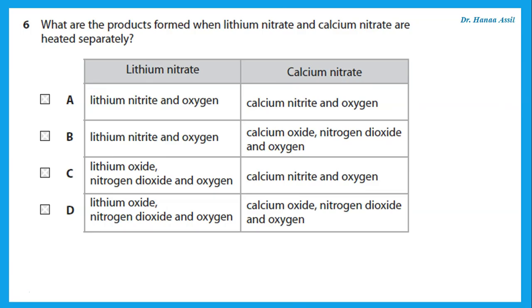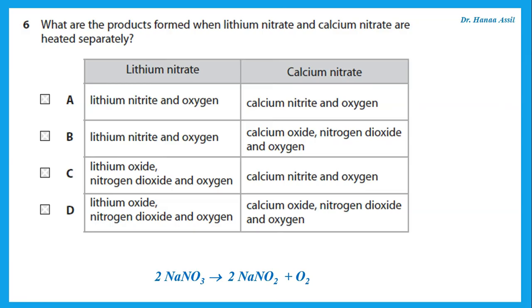What are the products formed when lithium nitrate and calcium nitrate are heated separately? So we're heating lithium nitrate and calcium nitrate. I'm going to remind you that nitrates of group 1, like sodium nitrate or potassium nitrate, when they are heated, form the nitrite. So that is sodium nitrite plus oxygen. But that is for group 1, not group 2.